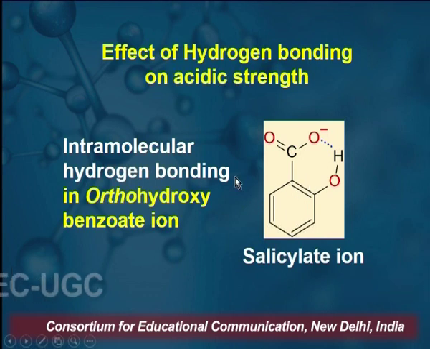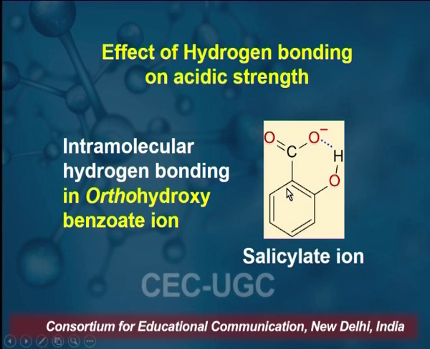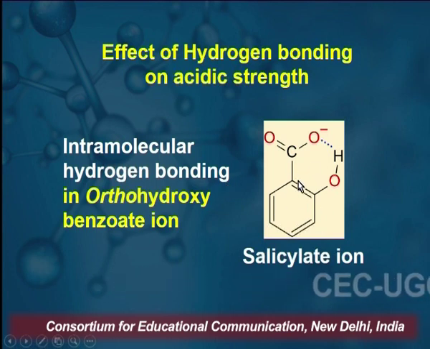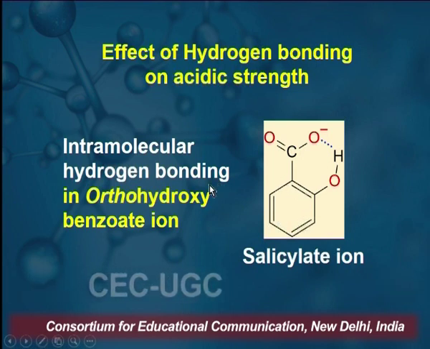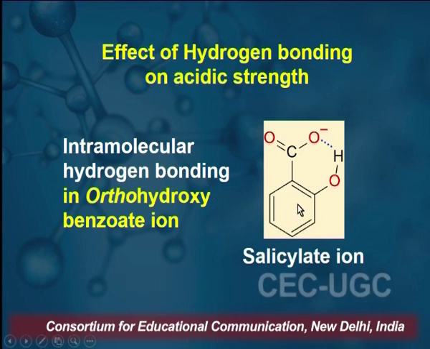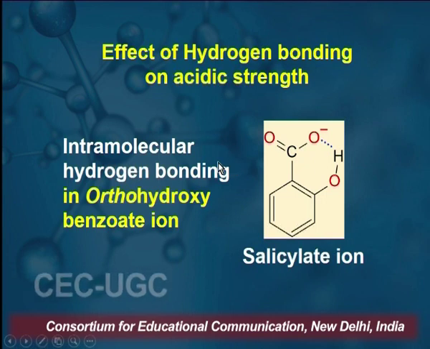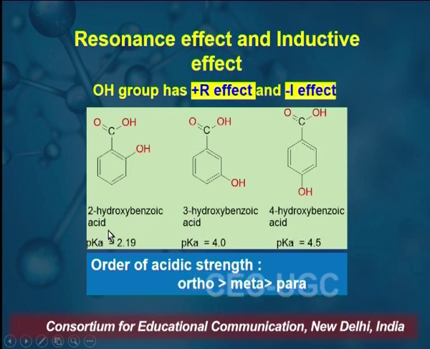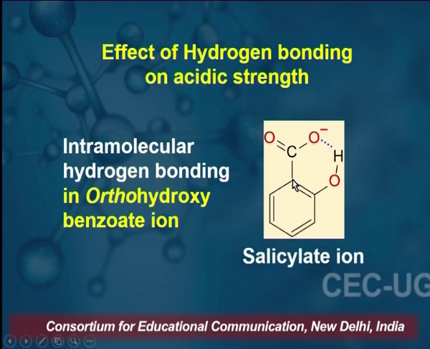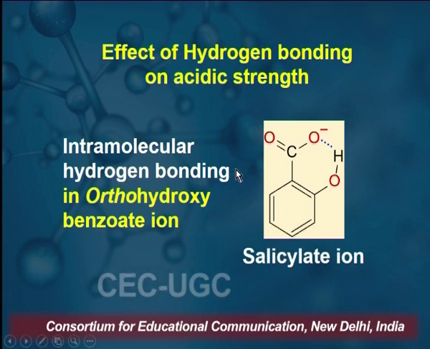So, stability due to intramolecular hydrogen bonding will make this salicylate ion highly stable, and the more the stability of the carboxylate ion, the higher is the acidic strength of the corresponding acid. Since salicylate ion is highly stabilized through hydrogen bonding, salicylic acid will be a strong acid, as you can see here. So, here we have seen how hydrogen bonding affects the acidic character. Hydrogen bonding has contributed towards the stability of the carboxylate ion and hence an increase in the acidic strength.